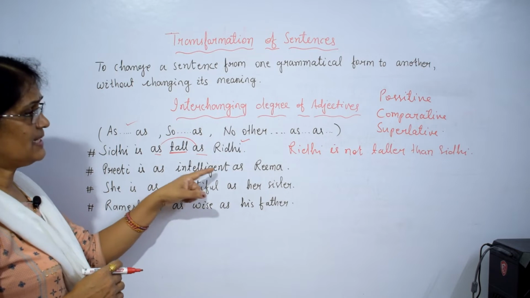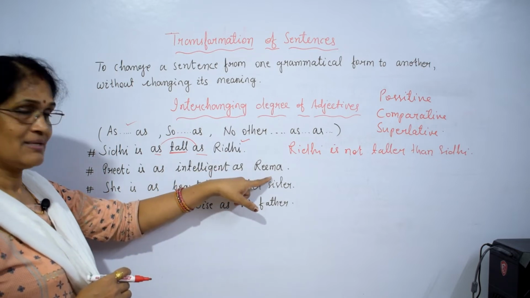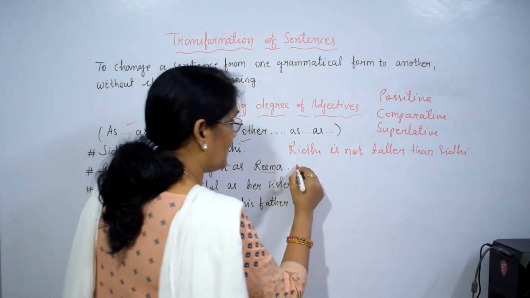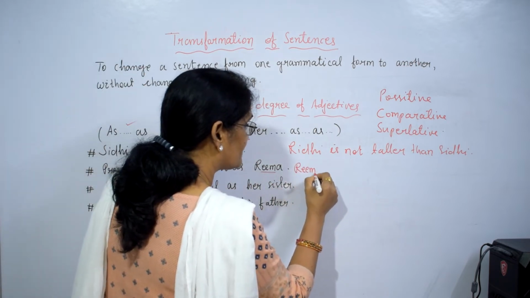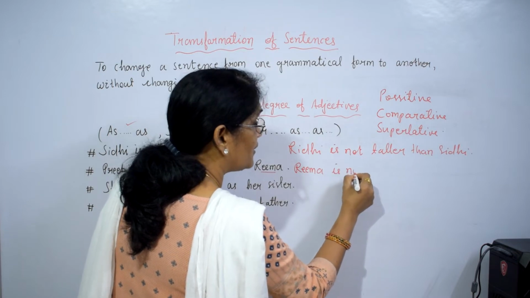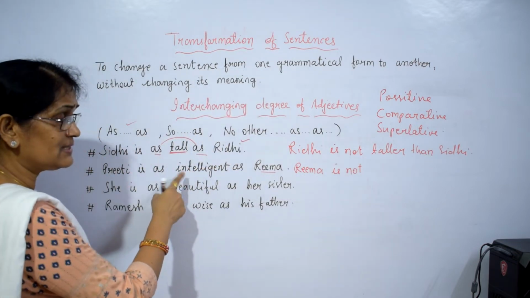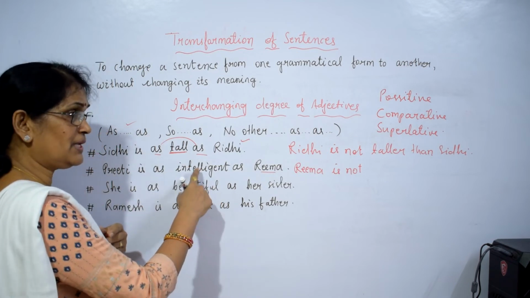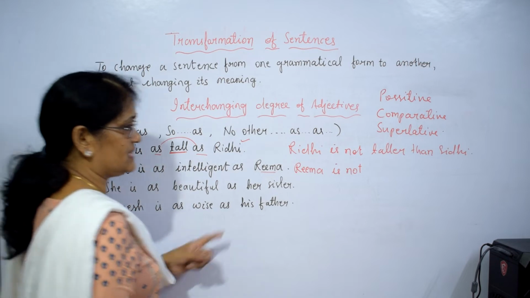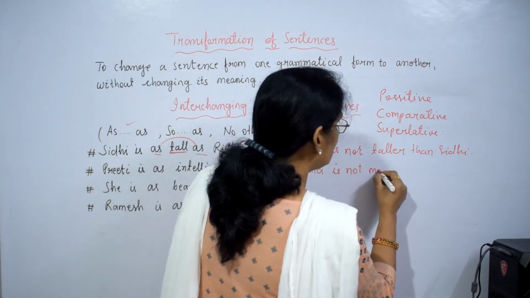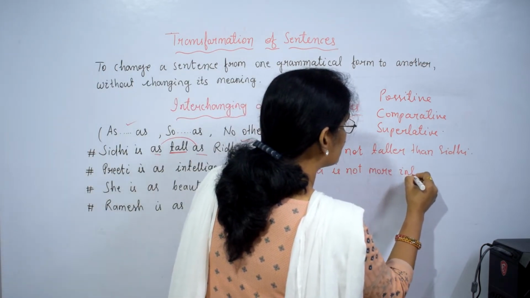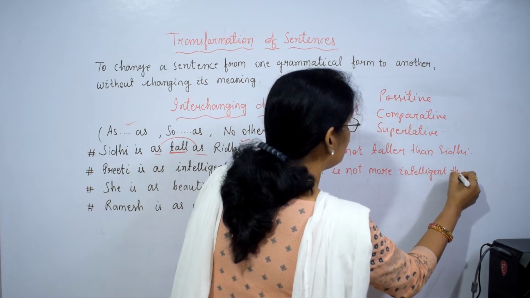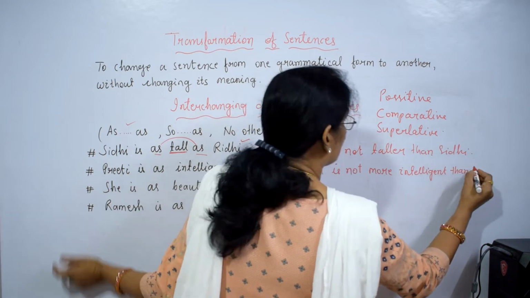Preeti is as intelligent as Rima. So you take the next name, Rima. Rima is not more intelligent. Intelligent is the positive degree; more intelligent is the comparative degree. Rima is not more intelligent than Preeti.